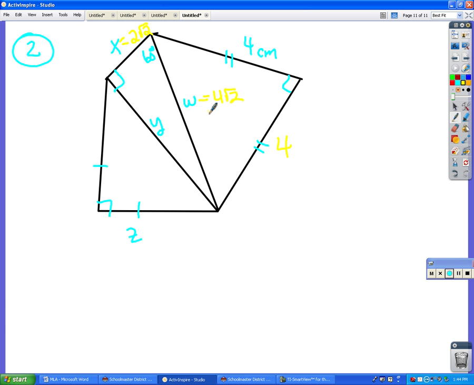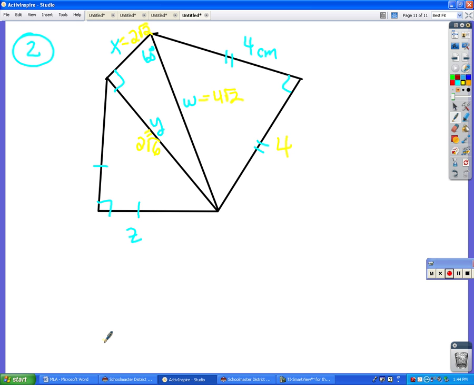Now, how does this thing right here relate to this short leg right here? Times root 3. Okay, so it's the short leg times the square root of 3. So that's going to be 2 root 6.